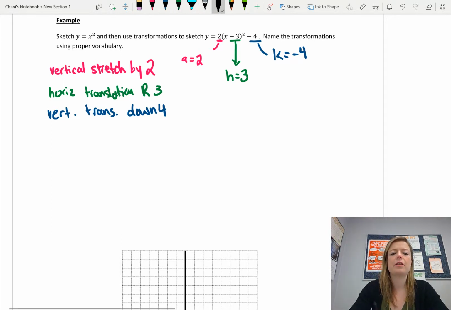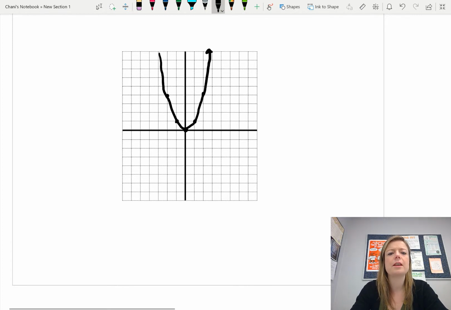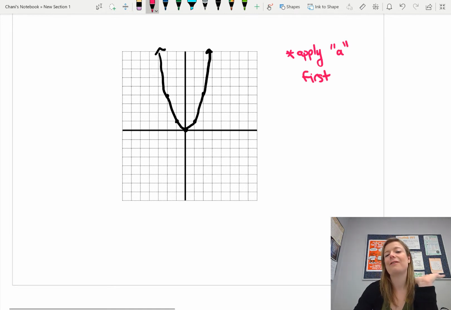So first things first, let's draw our original parabola. So that's just 0, 0, 1, 1, -1, 1, 2, 4, and then -2, 4. Okay, I like to use symmetry like that and just draw it. Okay, so I am going to draw this in 2 stages. So you always apply A first. Always, always, always. If you want to think about it, it's the first letter of the alphabet.